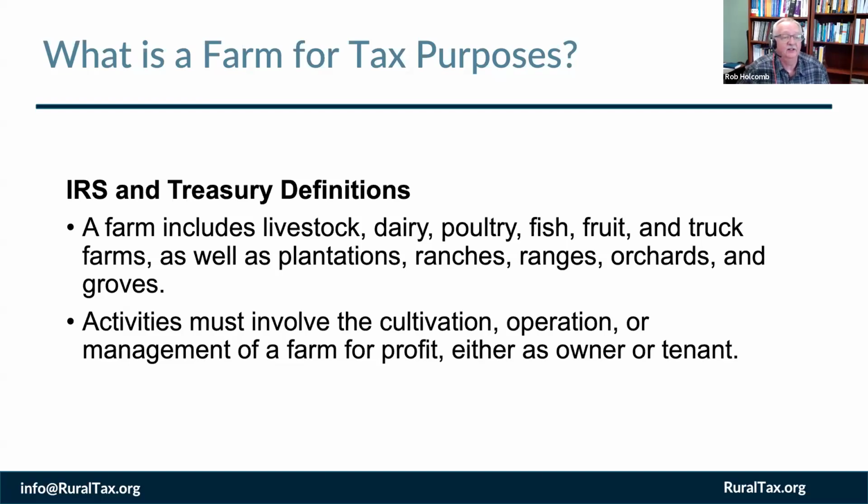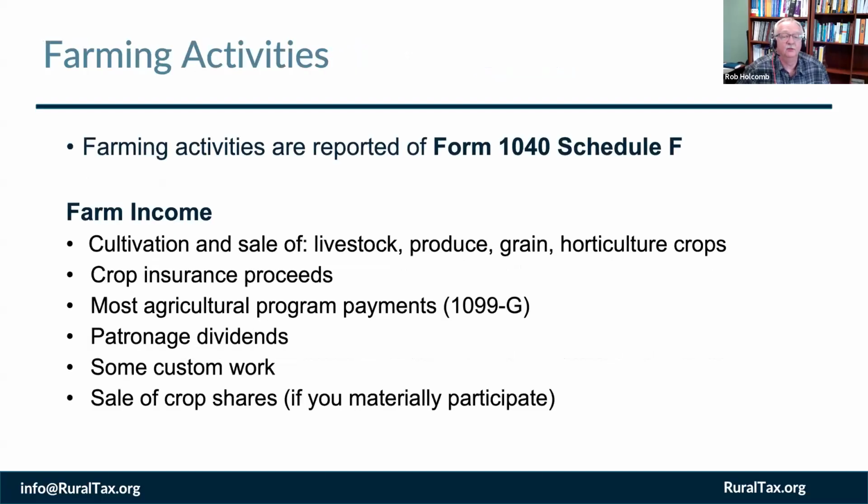Let's move on here, Kevin. So, farming activities. This one defines it a little bit better by example. Farm income on a 1040 tax return is reported on Schedule F. Once again, farm income gets reported on Schedule F.